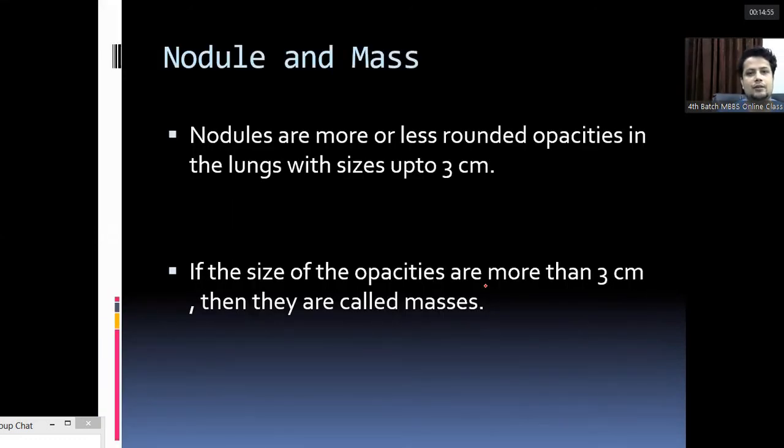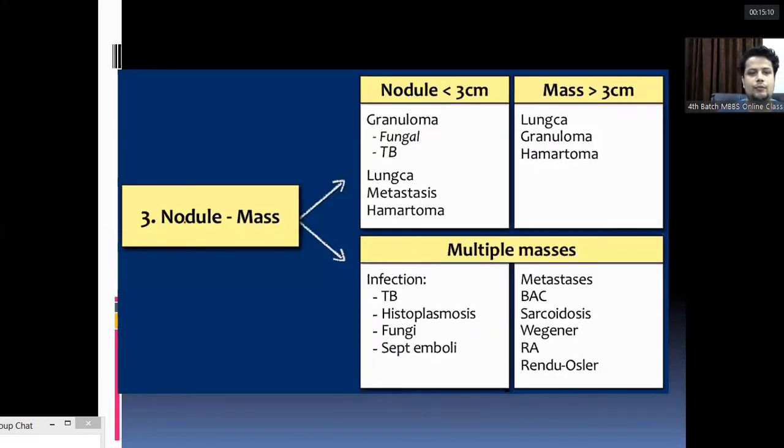Coming to the next topic, that is nodule and mass. Nodules are more or less rounded opacities in the lungs with size up to 3 centimeters. If they are less than 3 centimeters, they are nodules. If they are more than 3 centimeters, they are masses. Nodules may be due to different pathologies. They may be due to granulomatous causes like fungal infection, or lung carcinoma, metastasis, or pulmonary hematoma, a benign cause of pulmonary nodule. If they are more than 3 centimeters, they are usually due to lung carcinoma. You should remember this, lung carcinoma.